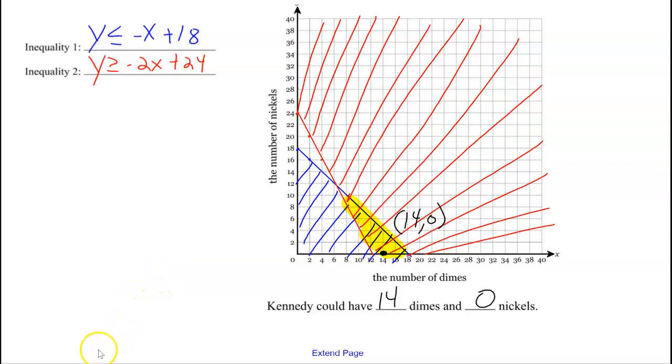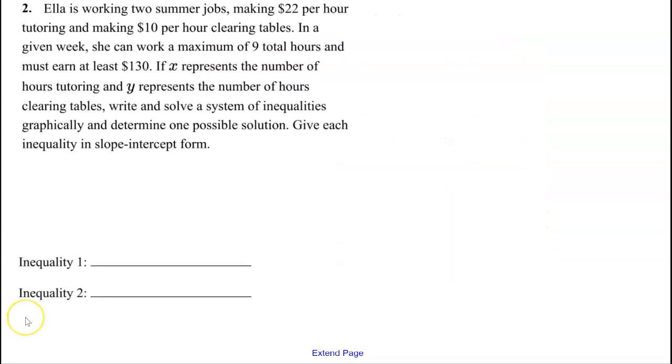Okay, so that's one. Let's do another. Alright, go ahead and take a moment to read this.